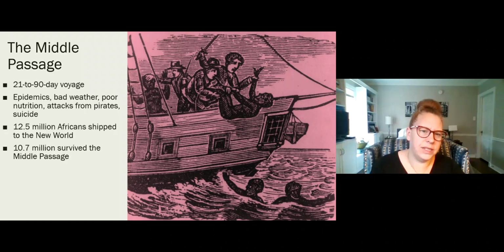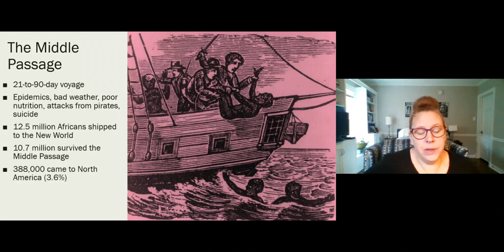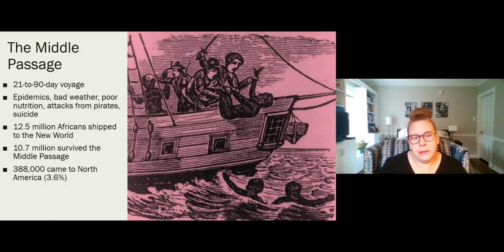12.5 million people were taken, but only 10.7 made it. Nearly 2 million people died in the ocean on the trip to the Americas. And of those people who came, about 400,000 made it to North America. So about 4% of the people who made the Middle Passage, the slaves, came to North America.